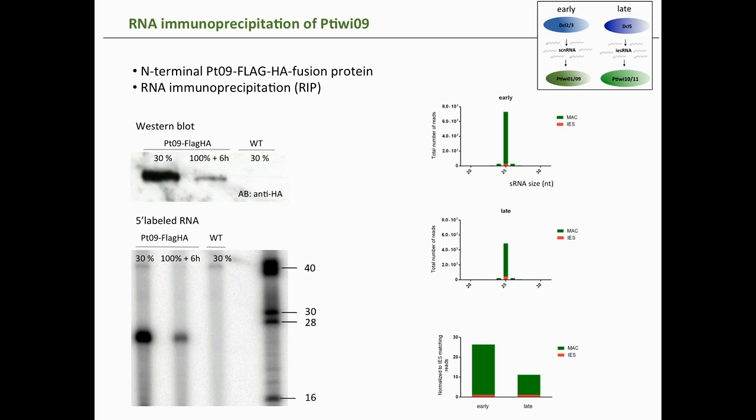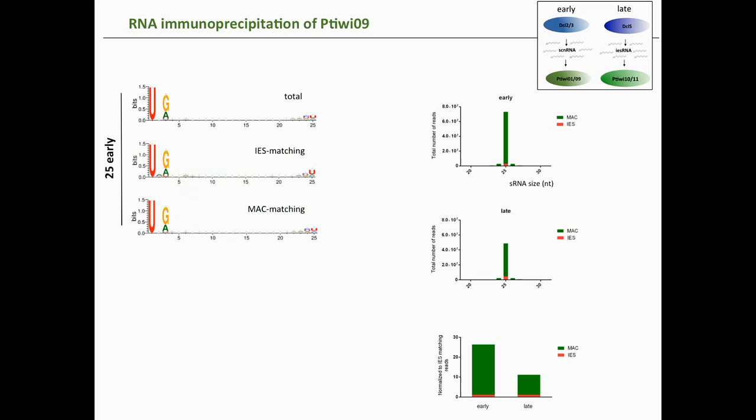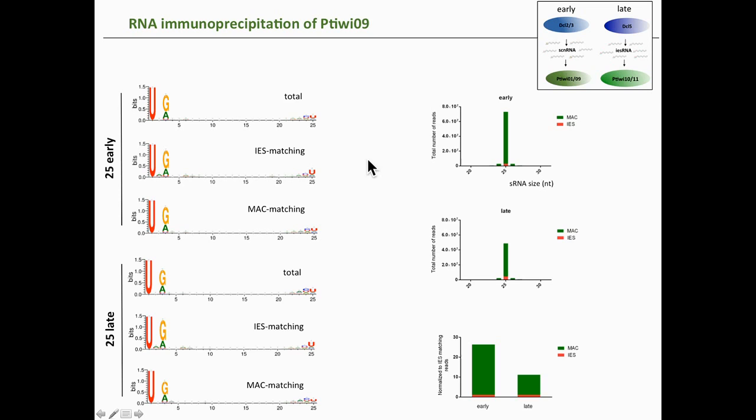Then we went into the sequencing logos of these scan RNAs, and as you can see from early, we clearly see only scan RNAs. There is UNG, UNG, UNG, almost no 3' signature. In the late, the scan RNAs we got from the late time point, we also see a UNG, UNG, UNG.